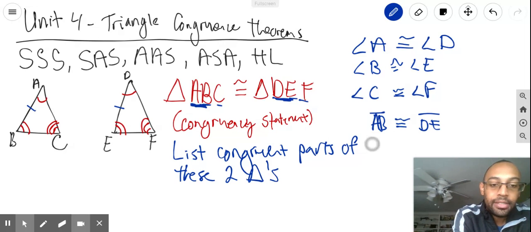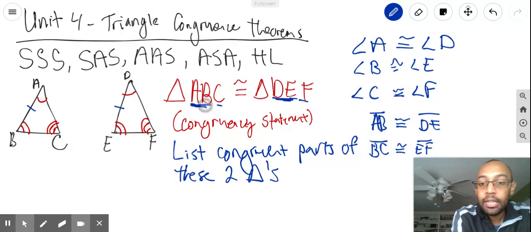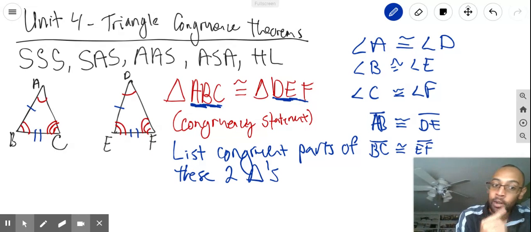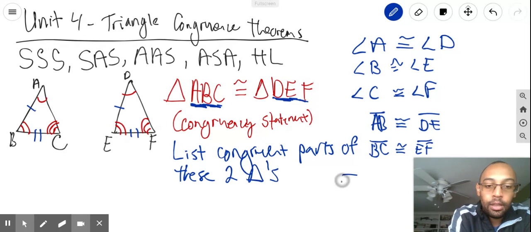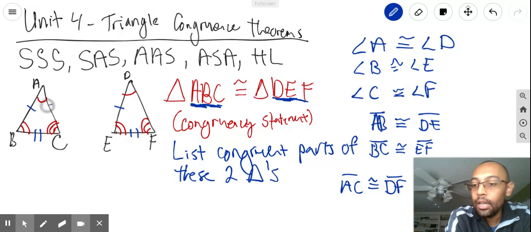Similarly, I can say that segment BC is congruent to segment EF. Again, because of order, BC comes in that order and then EF comes in that order. So I can put 2 tick marks to symbolize that those segments are congruent. And the last connection I can make is that segment AC is congruent to segment DF.